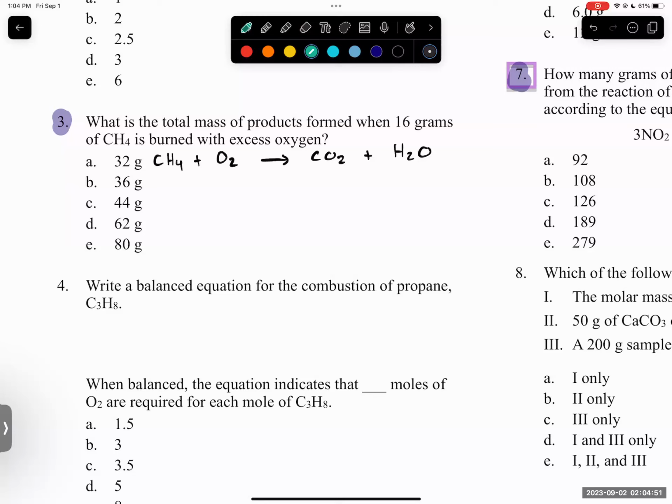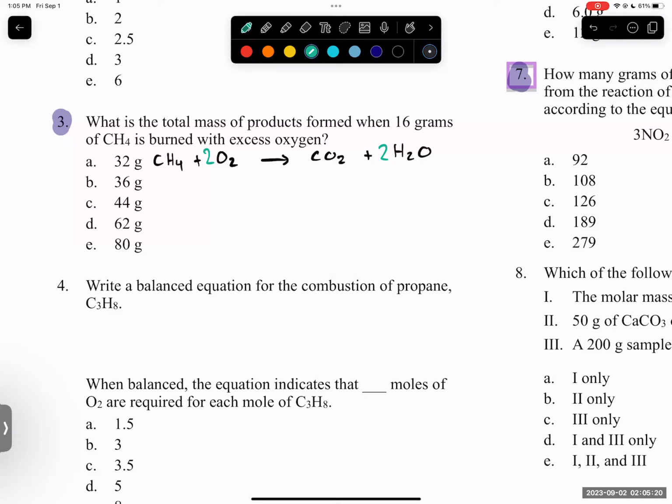Oh, so we have 4 hydrogens on the left. We've got 2 hydrogens on the right, so we can balance those out by putting a 2 in front of water. So that gives us a total of 4 oxygens on the right now. We still have 1 carbon on each side, but we only have 2 oxygens on the left. So how do we fix that? Yeah, so just 2 moles of oxygen react with 1 mole of methane.